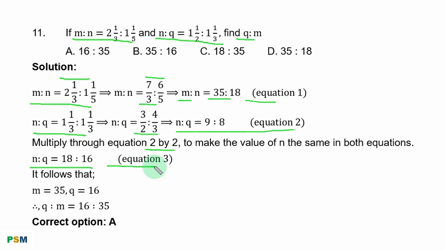Next, you compare equation 1 and equation 3. The values of n are the same. So if you take m here, m is equal to 35, then q is equal to 16. Therefore, q ratio m becomes 16 ratio 35. The correct option is A.